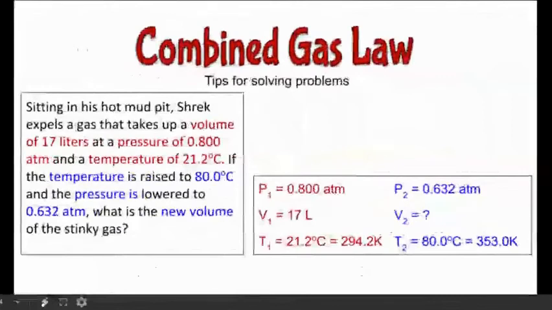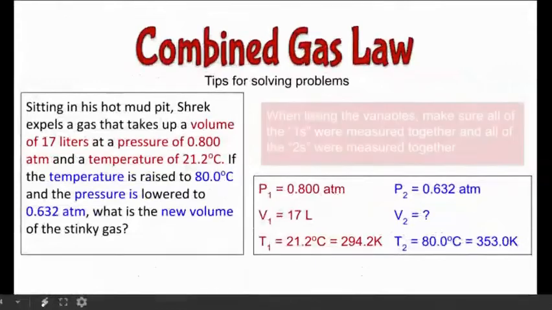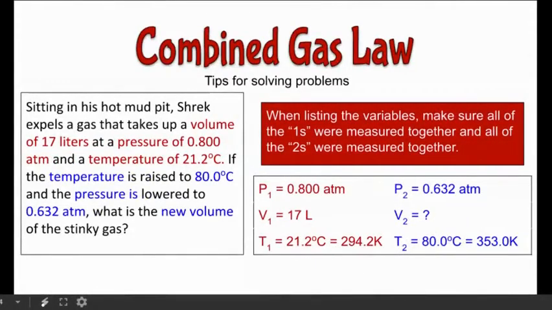Another thing that can be intimidating is all the numbers in the problem. How do you know which P, V, and T are P1, V1, and T1? And how do you know which ones are P2, V2, and T2? When we're listing the variables, what we want to do is make sure that all the variables with a 1 subscript were measured together. And we can see in the problem that these were all measured together. And then all of the variables with a 2 were measured together as well. It really doesn't matter which ones are the 1s and which ones are the 2s. What matters is that they were measured at the same time.